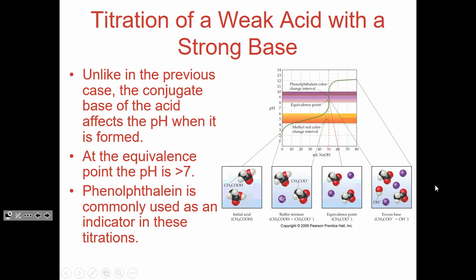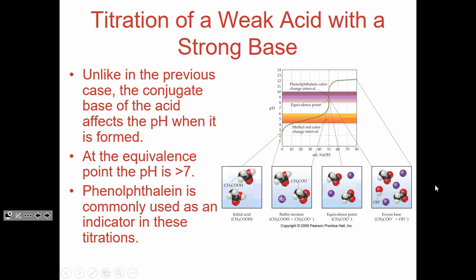Now, the other thing is you need to be careful with the choice of indicator. When we had a strong, strong, this big swing at the equivalence point was very, very large, and many different indicators would potentially change in that range. So we could have used phenolphthalein or methyl red, even though they change colors at very different pHs. But they were both in the area of the strong swing.